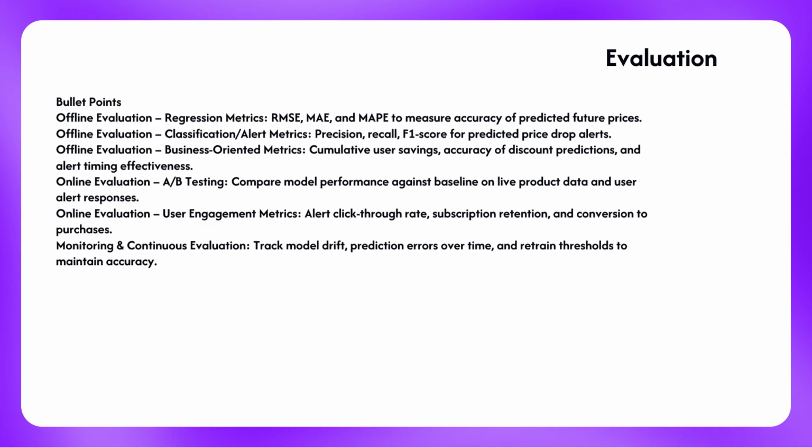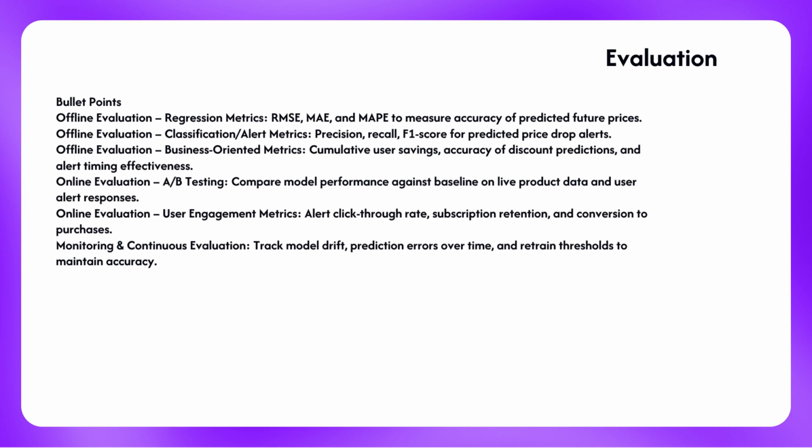Let's walk through how we evaluate the price prediction model for CamelCamelCamel, both offline and online. 1. Offline evaluation, regression metrics. For predicting future prices, we rely on standard regression metrics. Root mean squared error and mean absolute error quantify the average deviation of predicted prices from actual prices. Mean absolute percentage error is also useful to understand relative errors across products with different price ranges. These metrics help gauge how well the model can forecast prices before deployment.